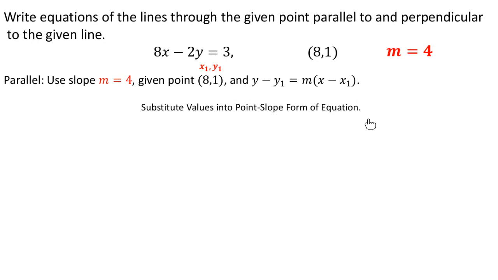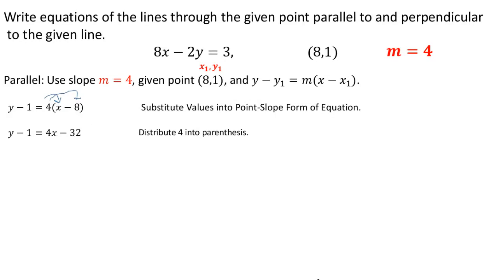So let's go ahead and substitute these values into this formula. Okay, so we have y minus 1 equals 4 times x minus 8. The first thing we're going to do is distribute the 4 inside this parenthesis. So we get 4x, and 4 times a negative 8 gives me a negative 32.